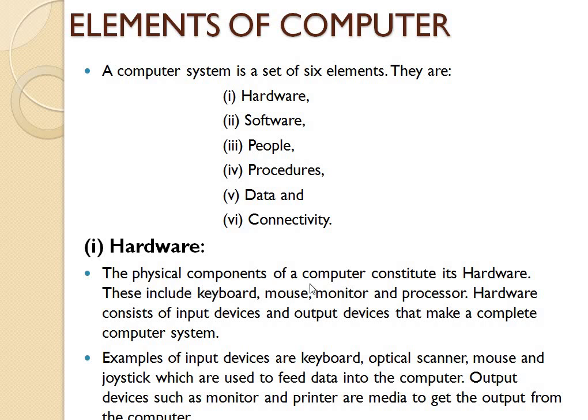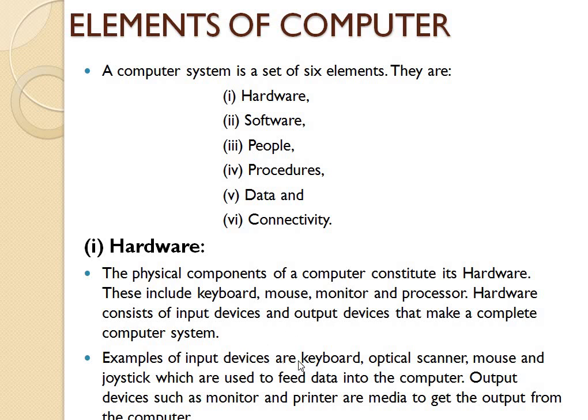So the physical components of a computer constitute its hardware. Hardware includes a keyboard, mouse, monitor, processor, printer, scanner. Everything is hardware. Hardware consists of input devices and output devices that make a complete computer system. So in hardware we have input devices and output devices. Can you tell an example? Keyboard, mouse, monitor. Of these three, keyboard and mouse are input devices, and the monitor is an output device. Clear?